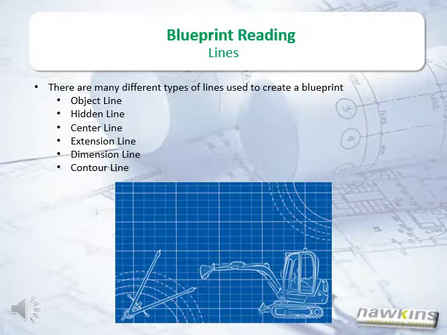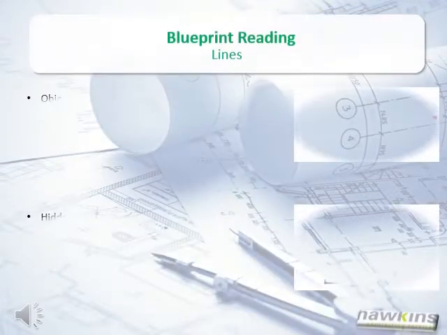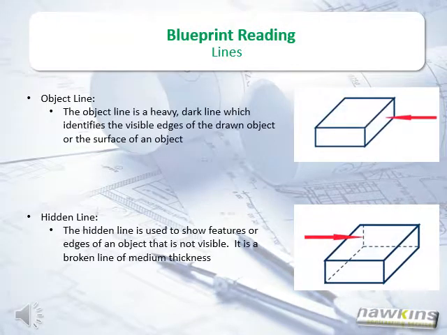Lines. There are many different types of lines used to create a blueprint: object lines, hidden lines, center lines, extension lines, dimension lines, and contour lines. Object line. The object line is a heavy dark line which identifies the visible edges of the drawn object or surface of an object. Hidden line. The hidden line is used to show features or edges of an object that are not visible. It is a broken line of medium thickness.